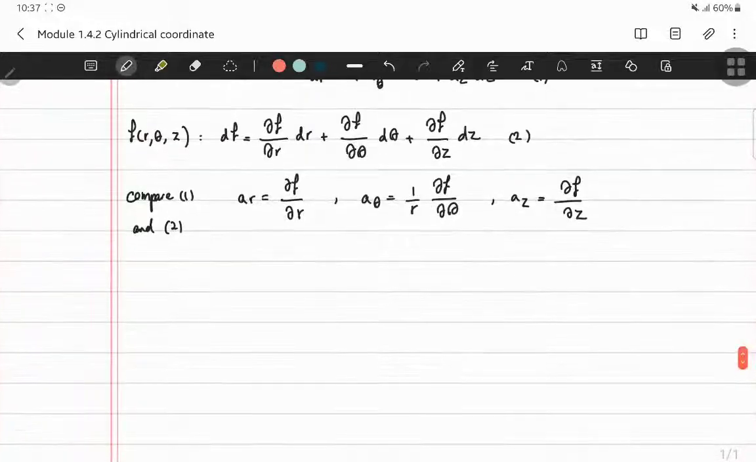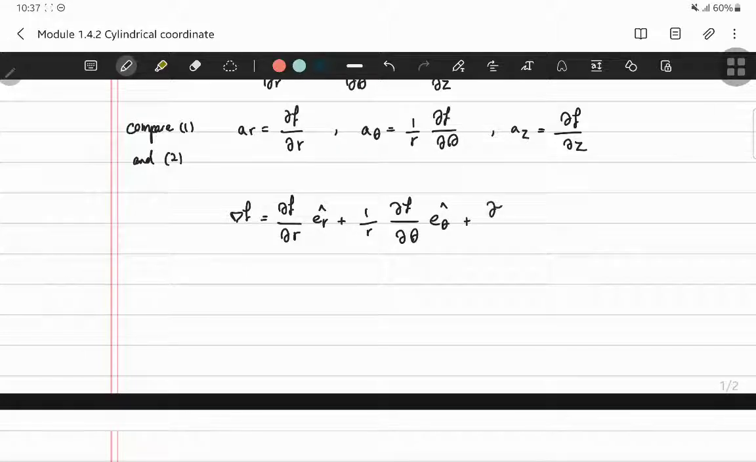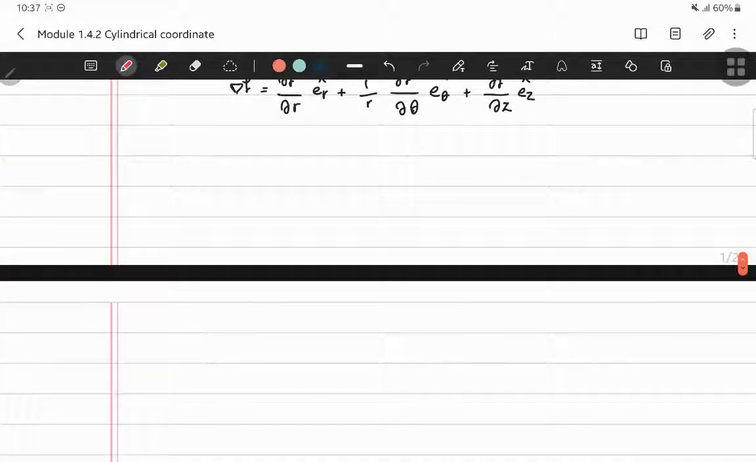So overall, del f is equal to the partial derivative of f with respect to r e_r plus 1 divided by r times the partial derivative of f with respect to theta e_theta plus the partial derivative of f with respect to z e_z. All right, so next we have the gradient of a vector field.